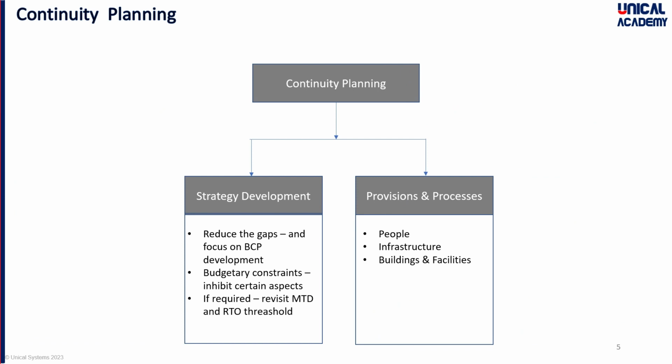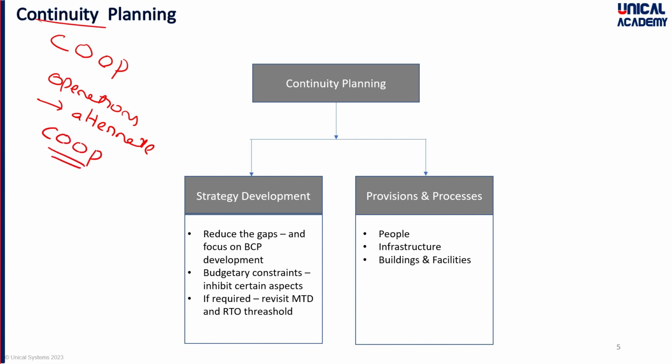Third aspect of BCP is continuity planning. We understood the scope. We also understood the impact analysis. Now we are into the third aspect: developing and implementing a continuity strategy. The main goal of continuity planning is COOP, continuity of operations planning. So how the operations can be continued with alternate options is a core focus of continuity planning.